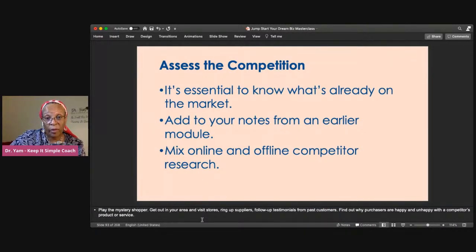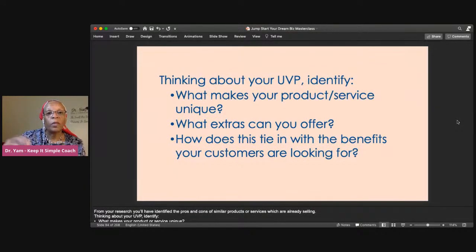Even do mystery shopping, for those of you who are in local places. You need to have a buyer's experience with the competition, or send somebody in if you don't want it to be yourself, depending on the nature of your business. But get the eyeballs in front of it and have the actual experience to see what they did good, what they did not so good, and that you can do better. So again, when you think about your UVP, you want to identify what makes your product unique, what extras you're going to offer, and how this is going to tie in with the benefits that the customer is looking for.